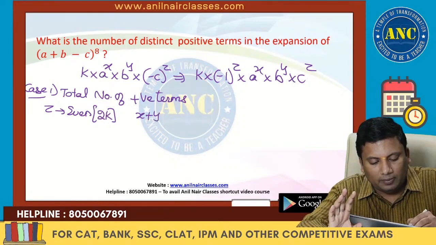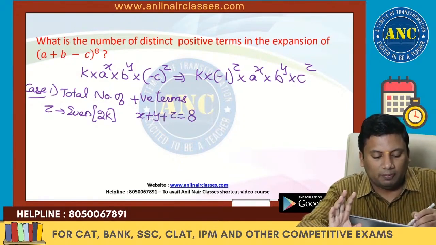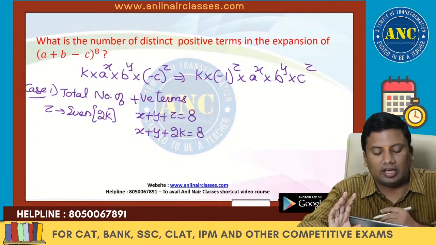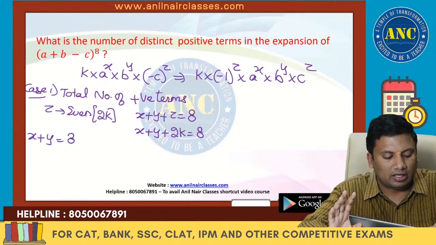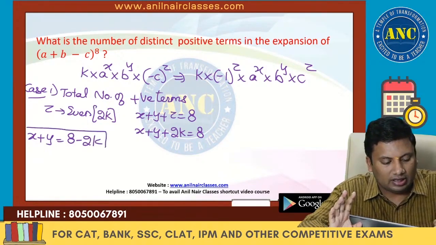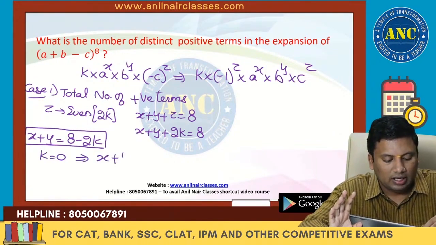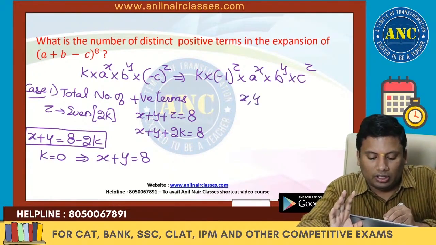So x plus y plus z should be equivalent to the power, 8. X plus y plus 2k is nothing but 8. That means x plus y is nothing but 8 minus 2k. If k is 0, this is nothing but x plus y equivalent to 8. Power can also take 0.